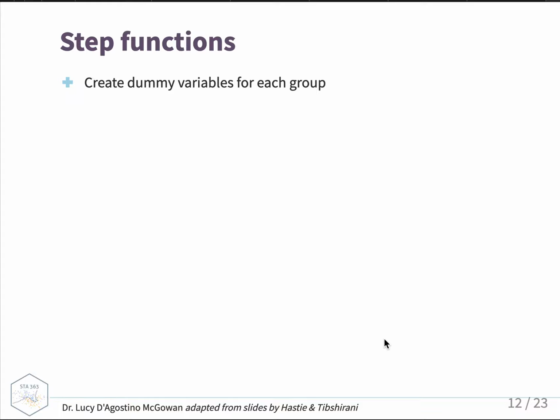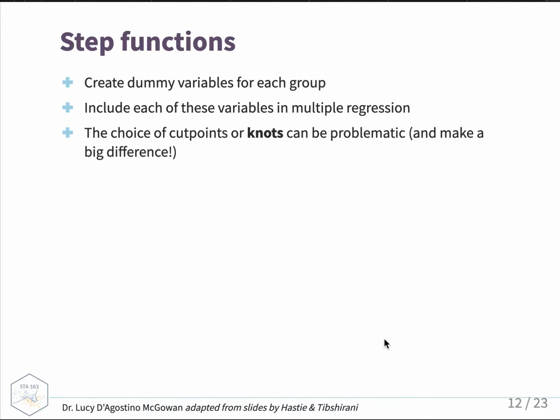So the way you do this is you create dummy variables for each group, or indicator variables is another word for that. These are basically variables where it's going to be a 1 if the observation is in that group and a 0 otherwise. And then you include these variables in multiple regression.